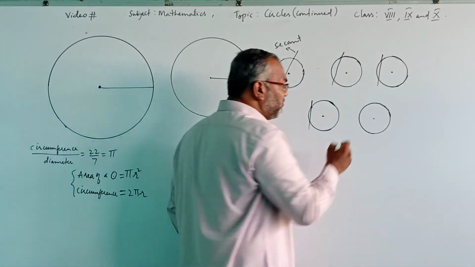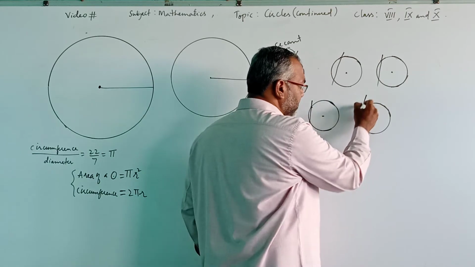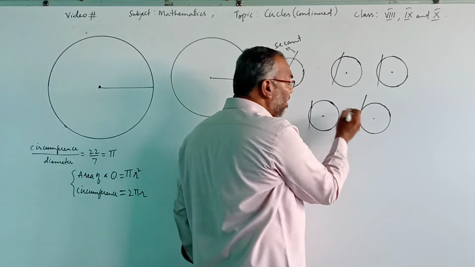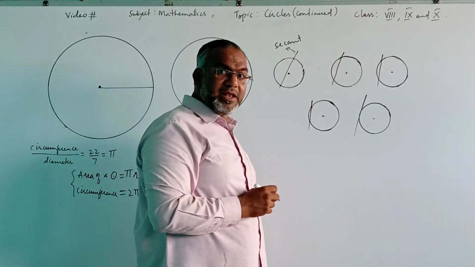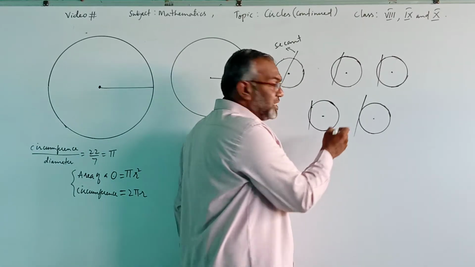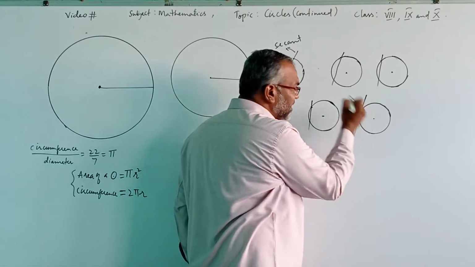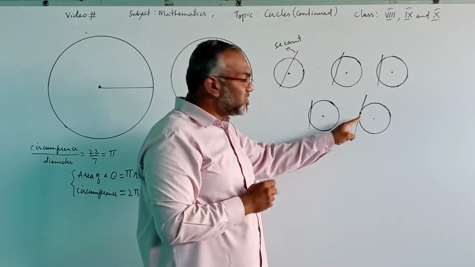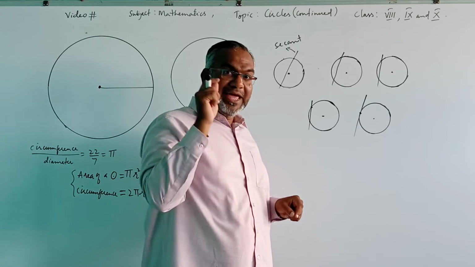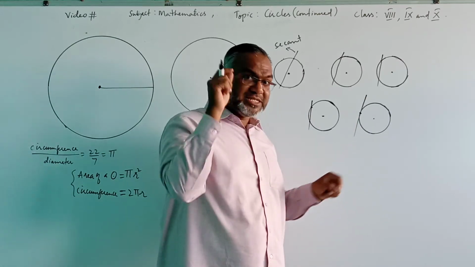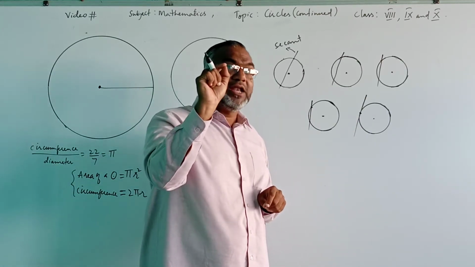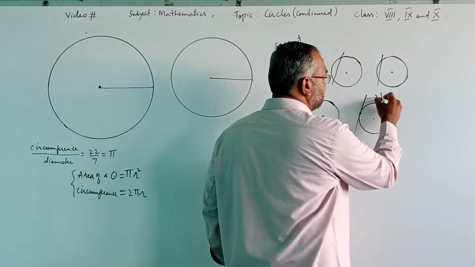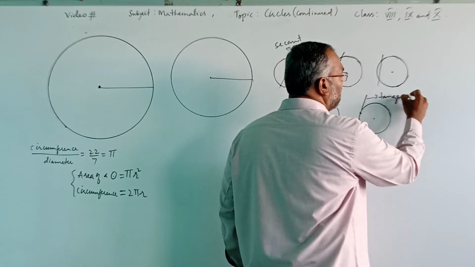Now what if I draw a line like this? This line is not intersecting the circle at 2 different points, but it is just touching the circle at 1 point. So a line which touches the circle at only 1 point is called a tangent. This line is called a tangent.